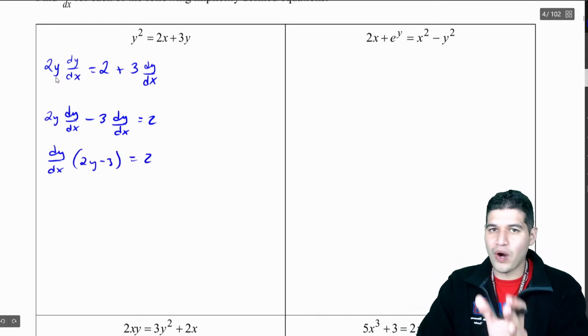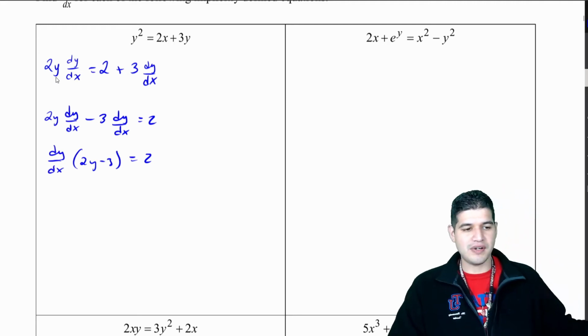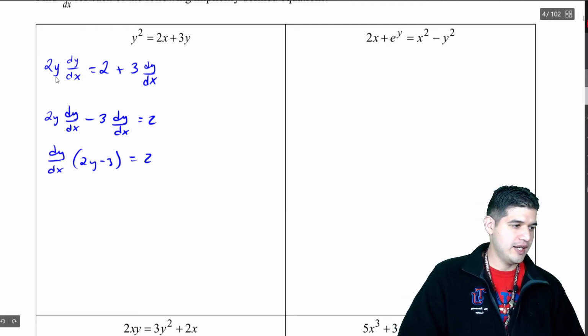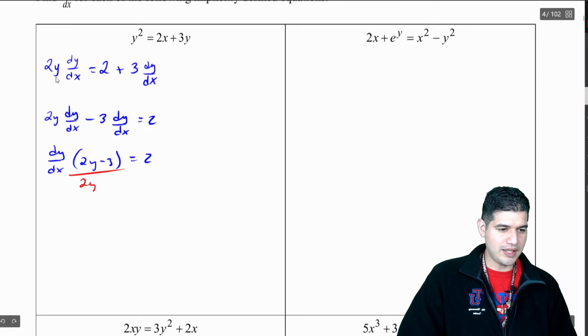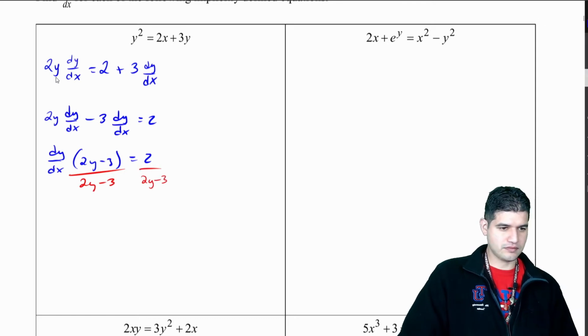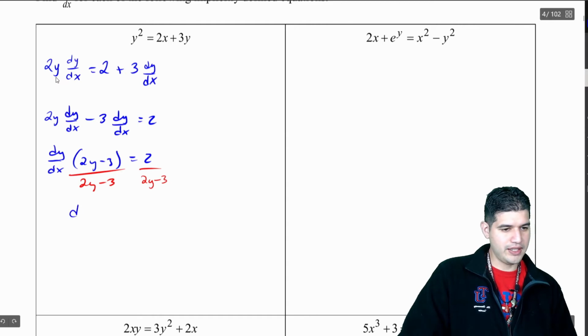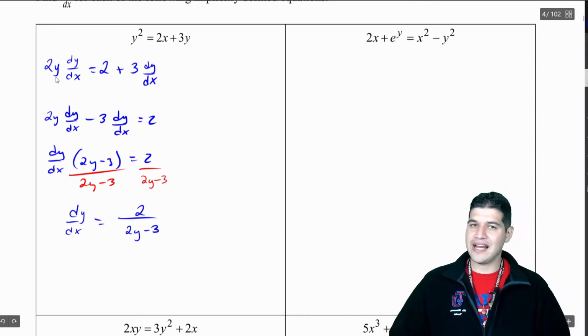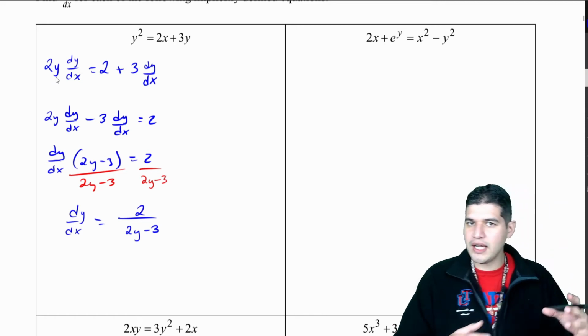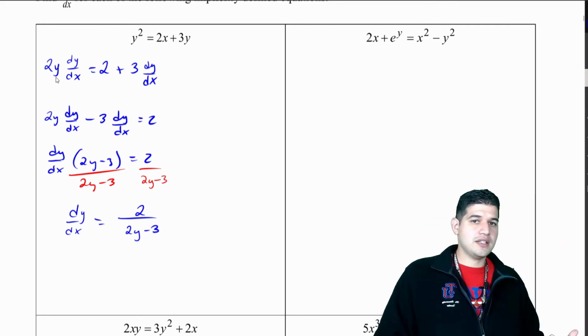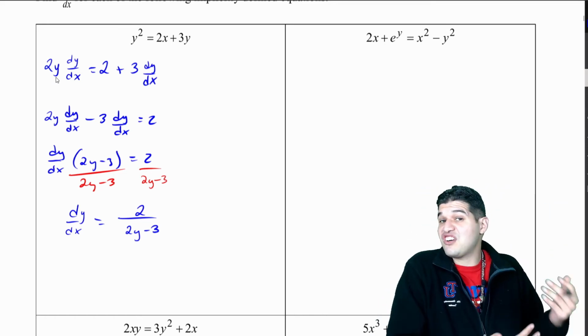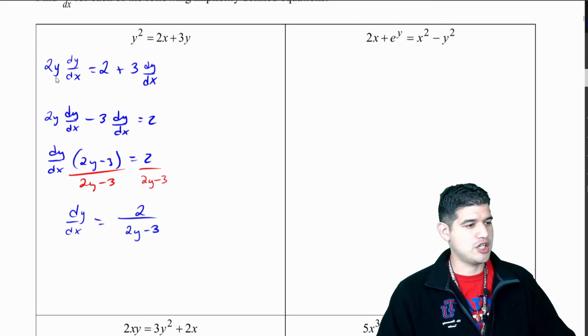Now you got 1 dy/dx, and you just divide that group to the other side. So divide here by 2y minus 3, divide here by 2y minus 3. And we're going to get dy/dx equals 2 over (2y minus 3). That's it. All right, bring all the dy/dx's to one side, factor it out, and then divide, and you're all good to go.